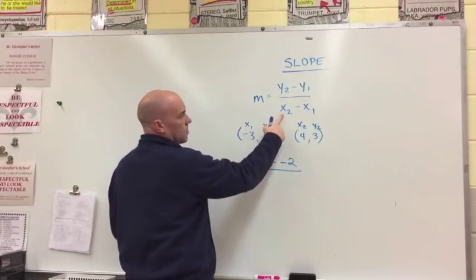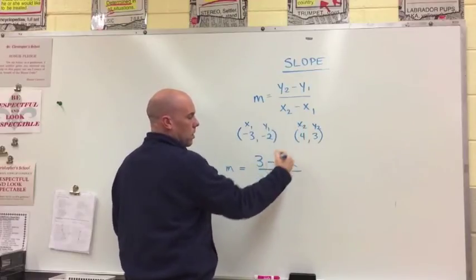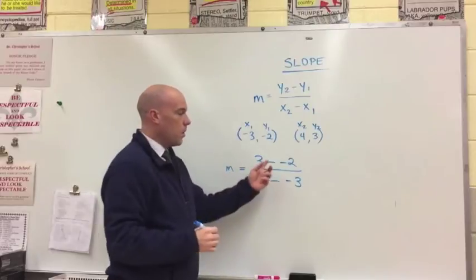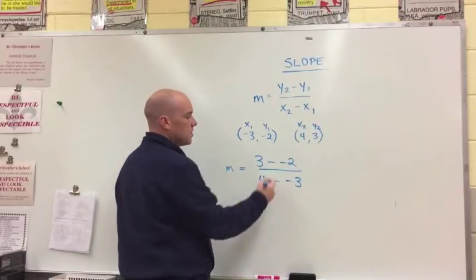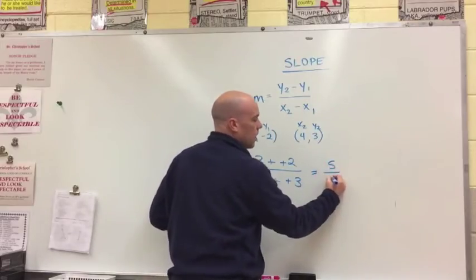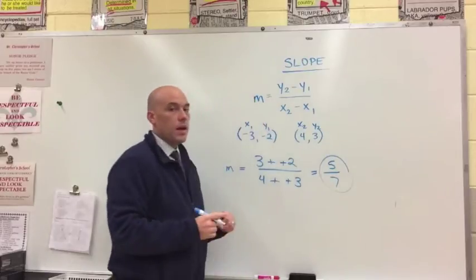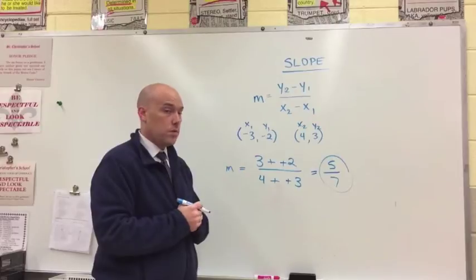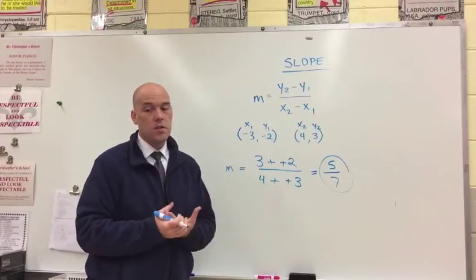Over x sub 2 minus x sub 1. 4 minus negative 3. Now you know negatives next to negatives just become pluses. I really like math now because the negative and the negative becomes a positive, and it's such a happy place. It is happy. So this is going to be 5 over 7, and that's my slope. As you can see, knowing your integer facts is going to be very important for finding slope, and that's why we've been covering it so much.